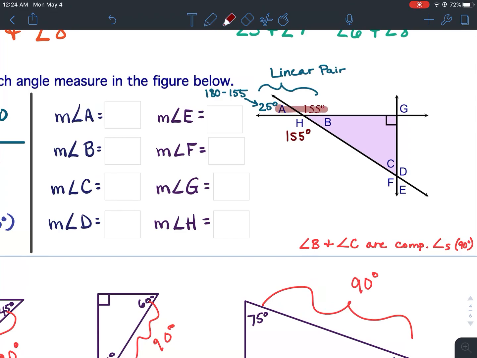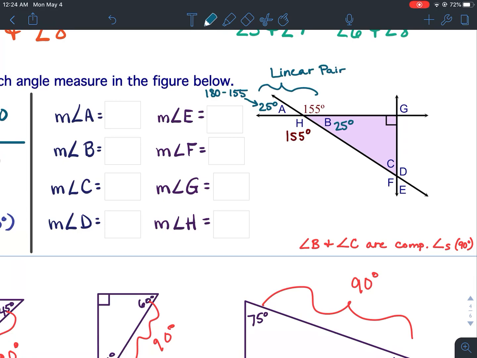Again, these two lines right here are a linear pair, which means they are supplementary. They add up to 180. So 180 minus 155 gives me angle A. Well, angle A and angle B are vertical angles. Vertical angles are congruent. So if angle A is 25 degrees, that means angle B is 25 degrees.